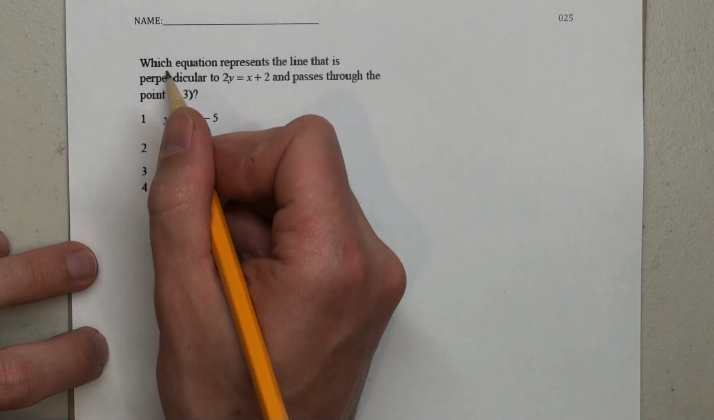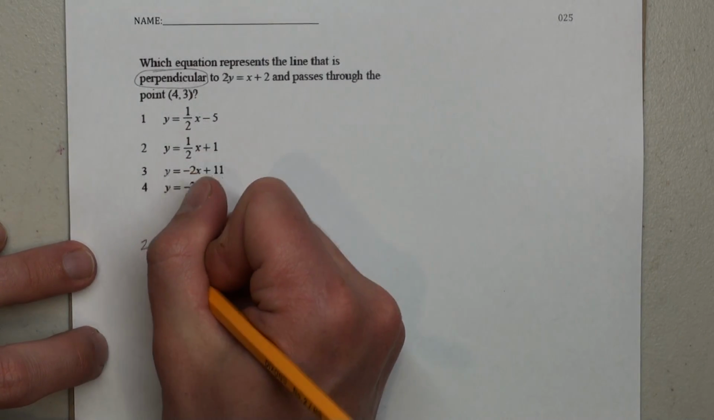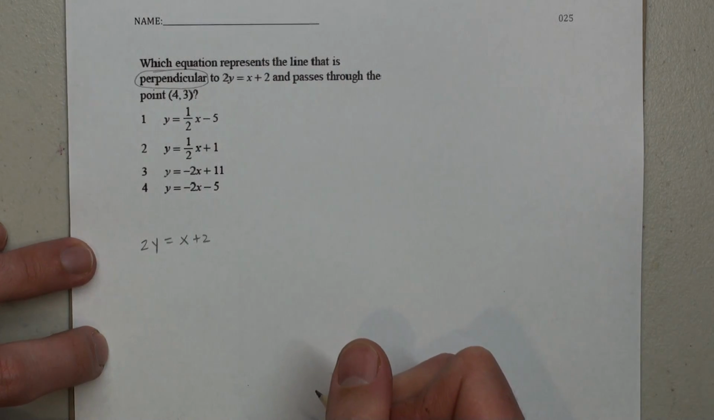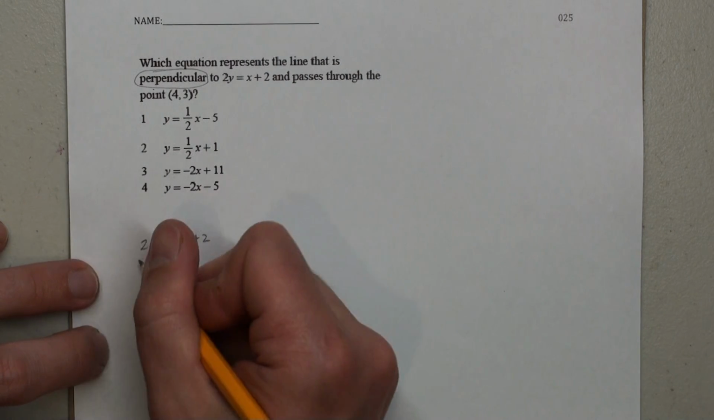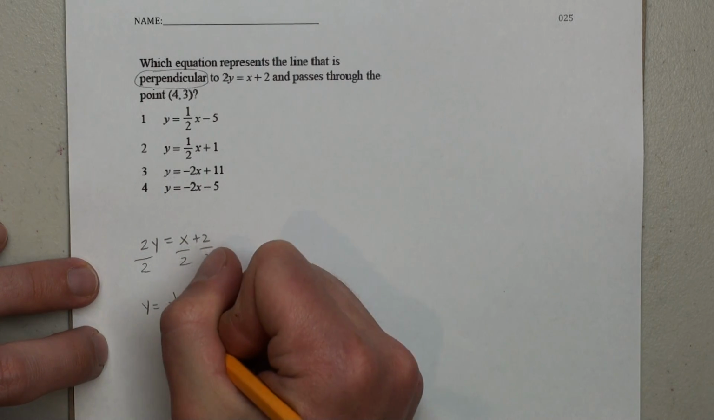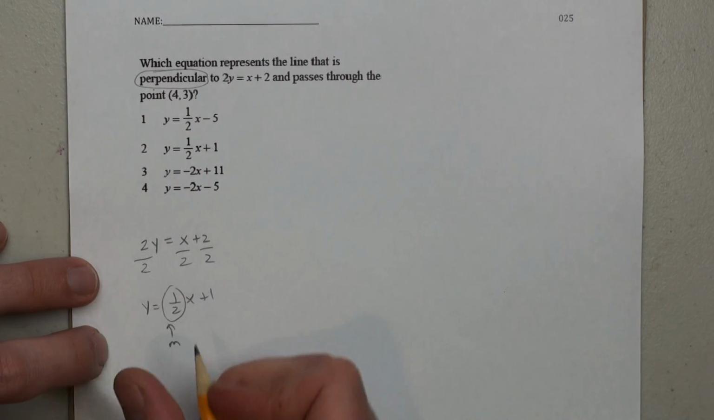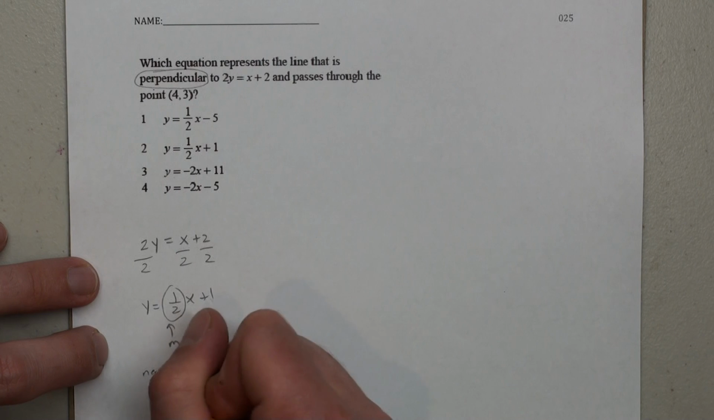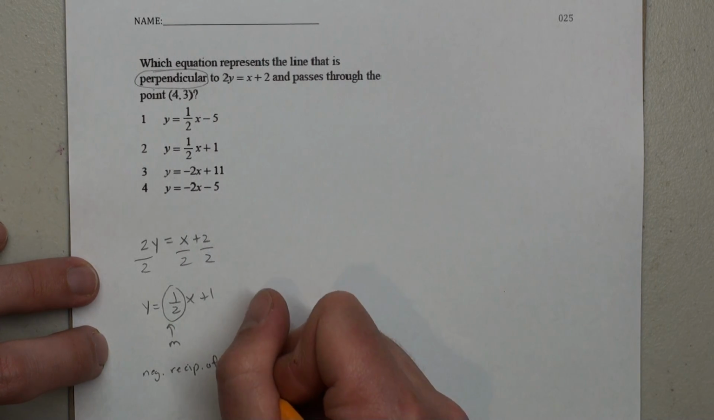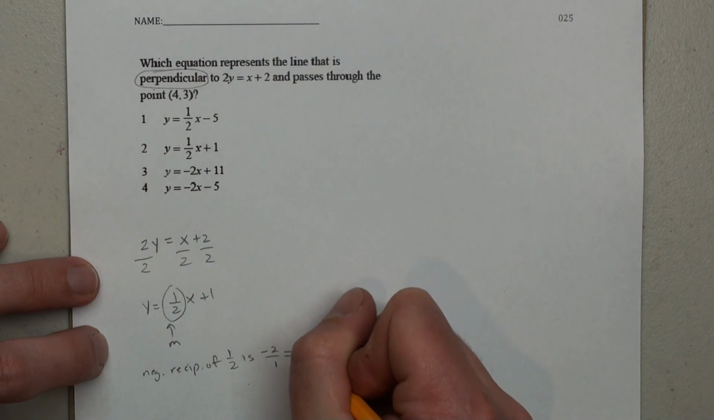Okay, same deal. Perpendicular, runs through this point. 2y equals x plus 2. Okay, divide by 2. y equals 1/2 x plus 1. Here's my slope. So the negative reciprocal of 1/2 is negative 2 over 1, which equals negative 2.